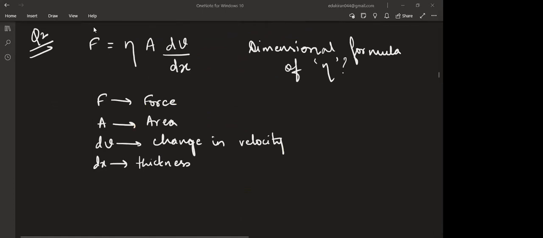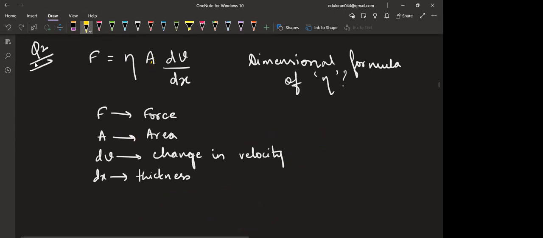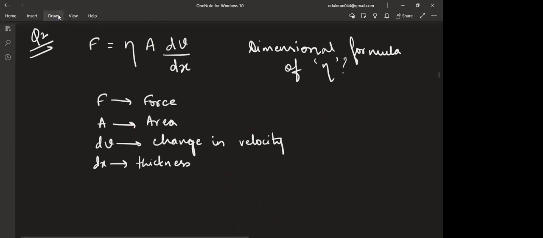Yes, just try with this question. Let me know what this is coming. This is eta. F is equal to eta A dV over dx. So I have just told you how to solve these questions. At least try whatever answer you're getting. Send me in the chat box. Then I'll discuss.